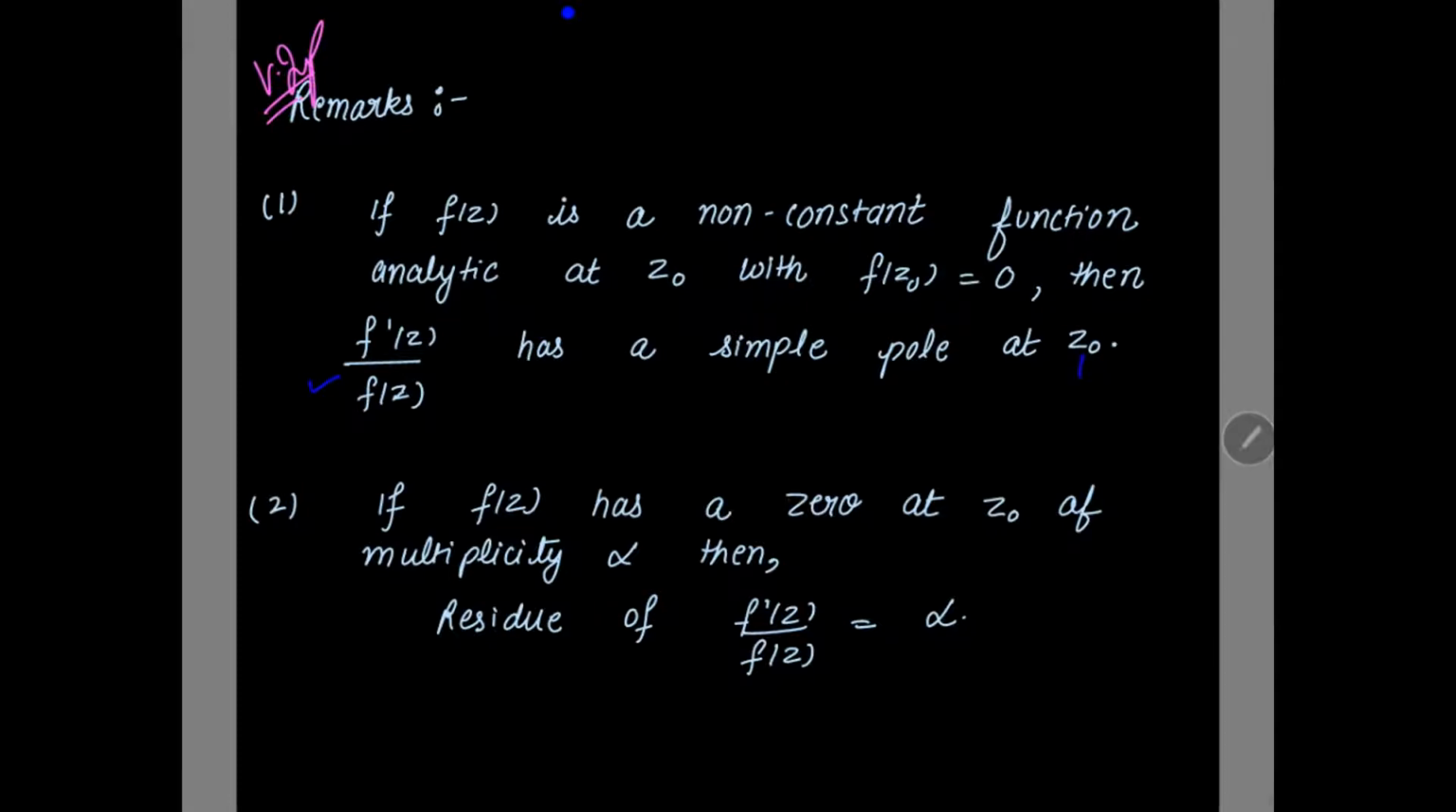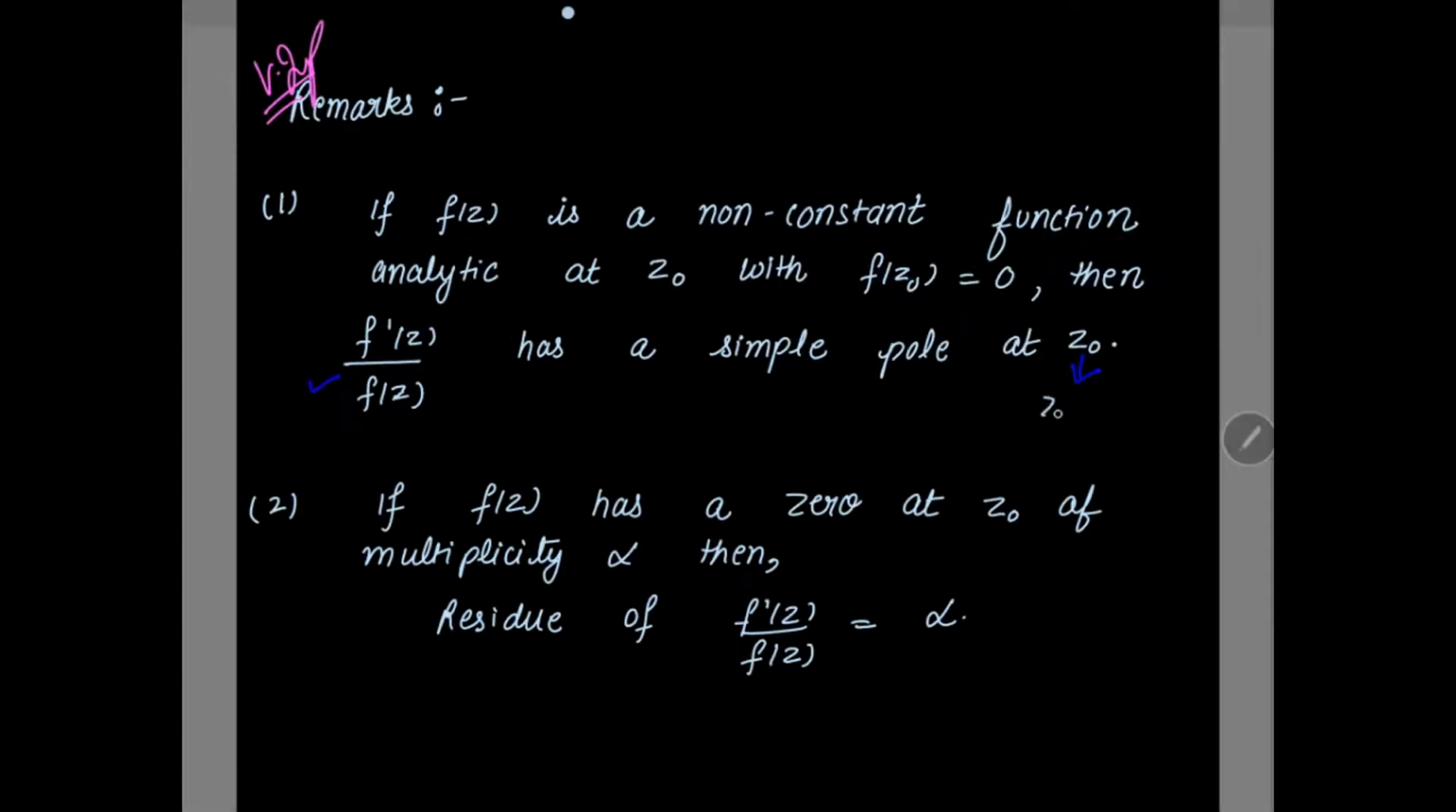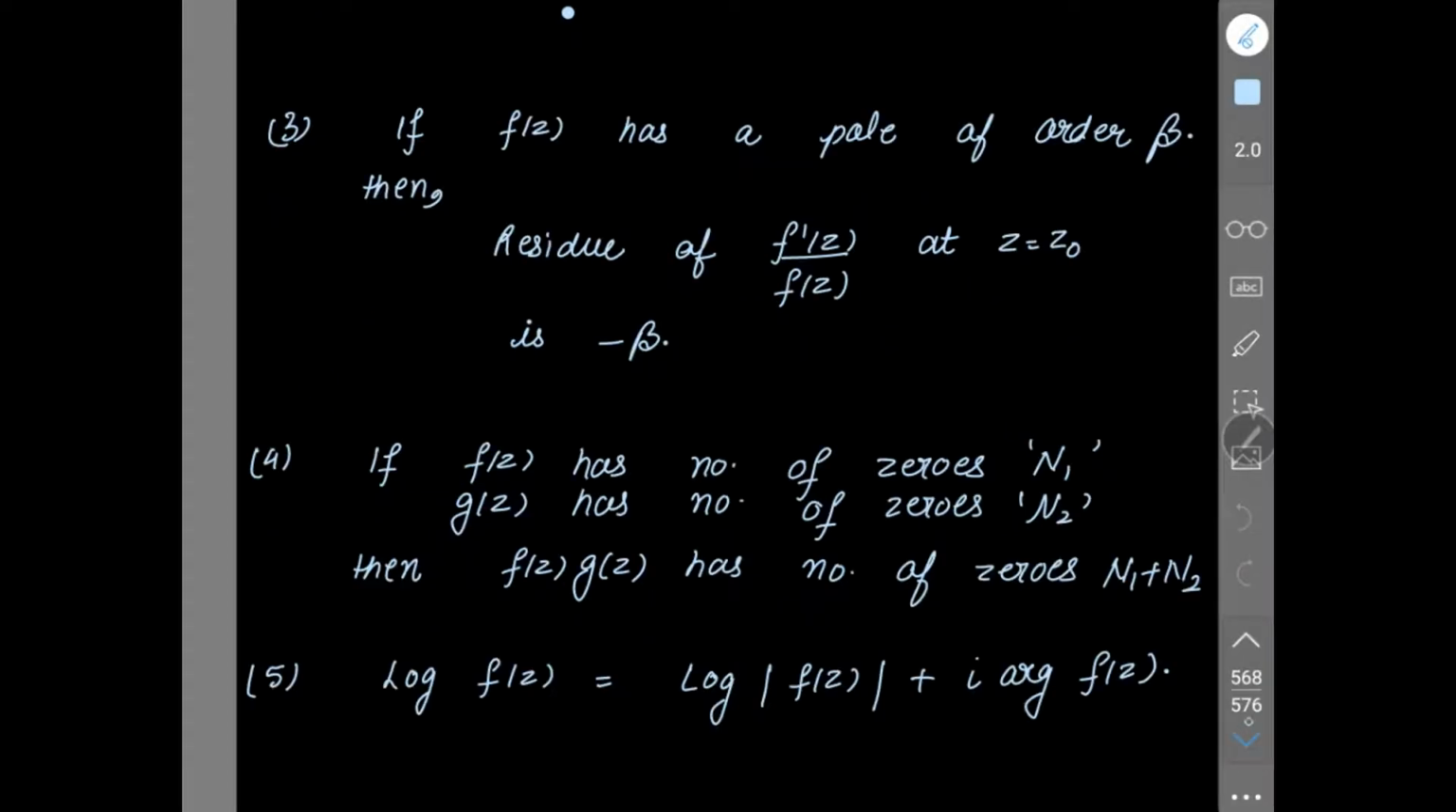What is z0? Nothing but the zero of f(z). That means whenever we are having the zeros of f(z), those zeros are actually the simple poles of f'(z) over f(z). So let's go back to our proof.